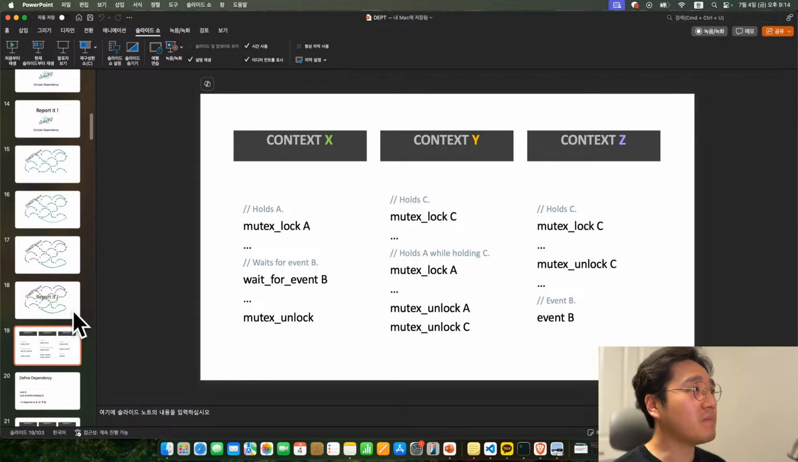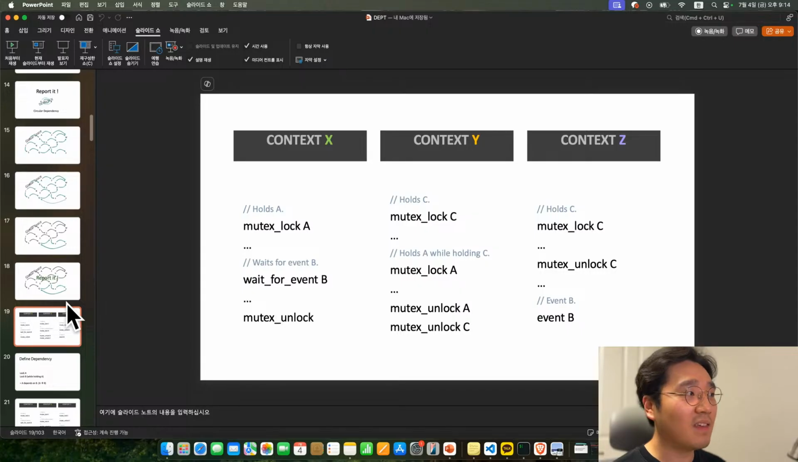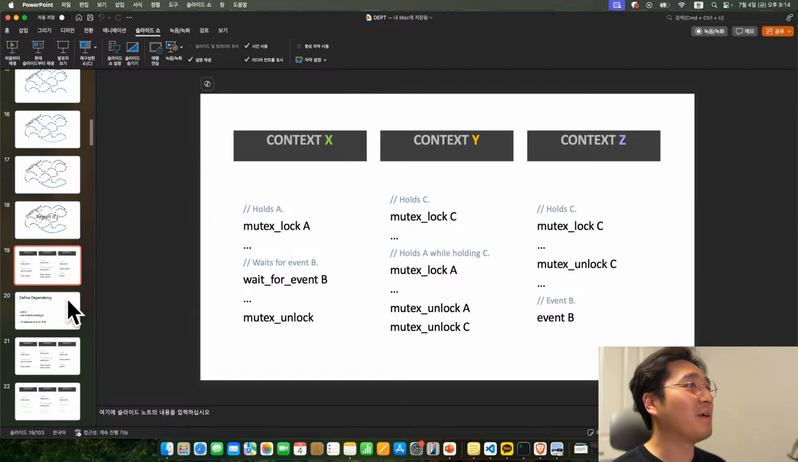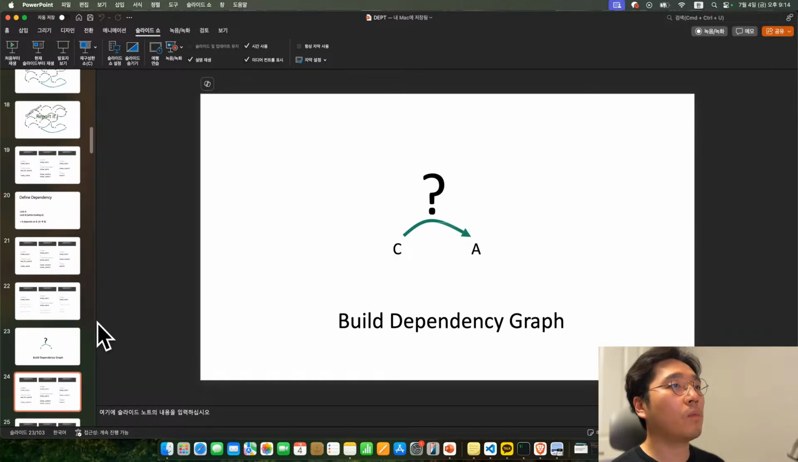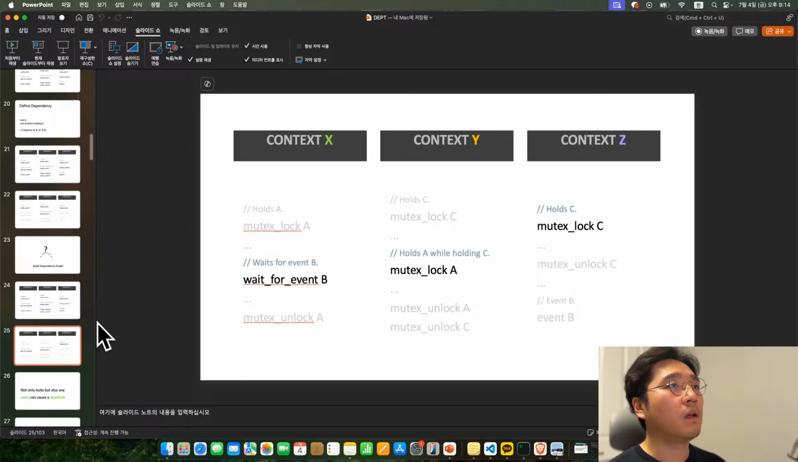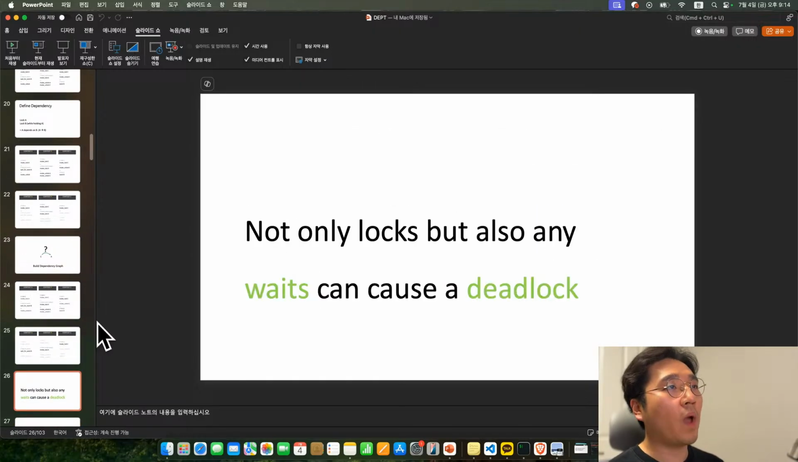So great news for the kernel developer, right? AI can't quit the kernel developer's job when runtime deadlocks occur, right? This is what the kernel developer must fix, right? So wait can cause a deadlock. This is the important point.